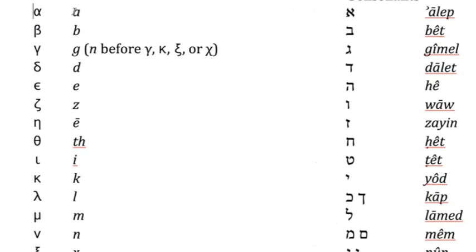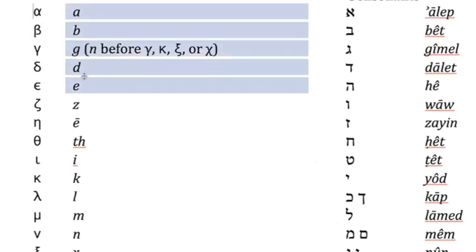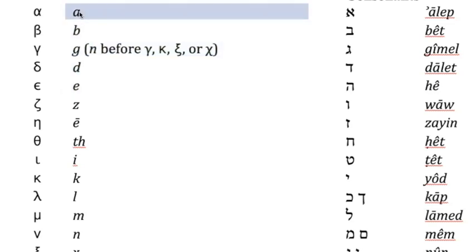And then the next column over, this is what's called transliteration. Transliteration. That means you take the Greek letter and you put it into English. And it's always italicized. So that's important if you ever write a term paper, go on to seminary or something. Transliteration is always italicized. So the first letter, alpha, it's an ah sound, just like the letter A.